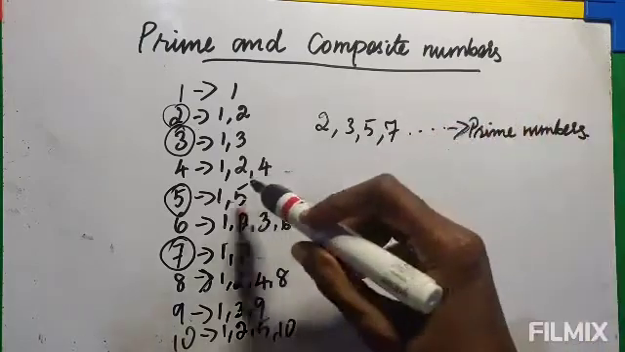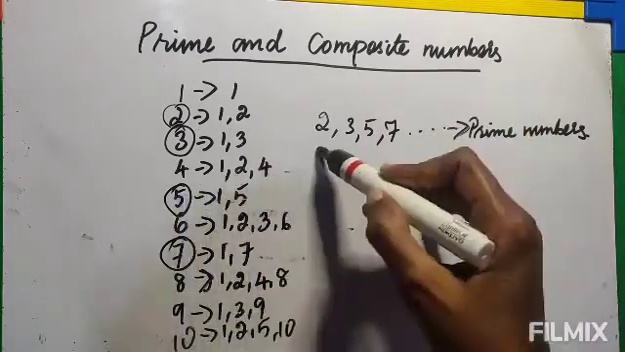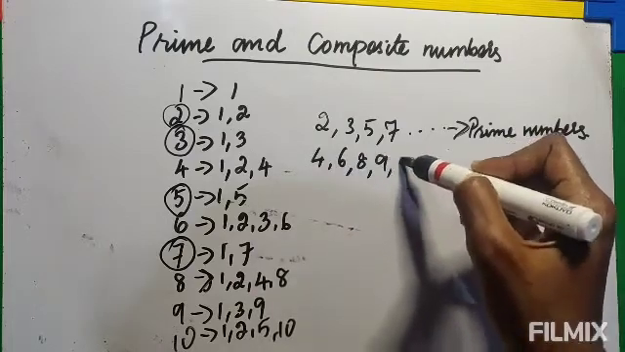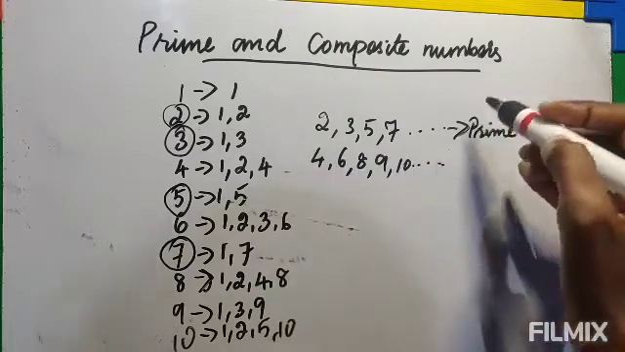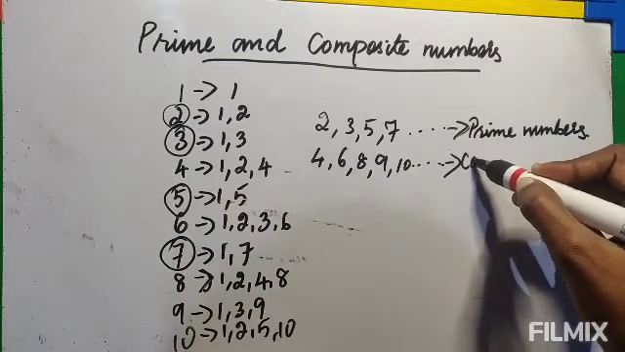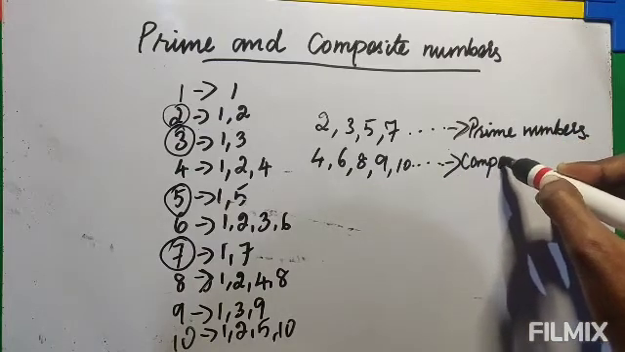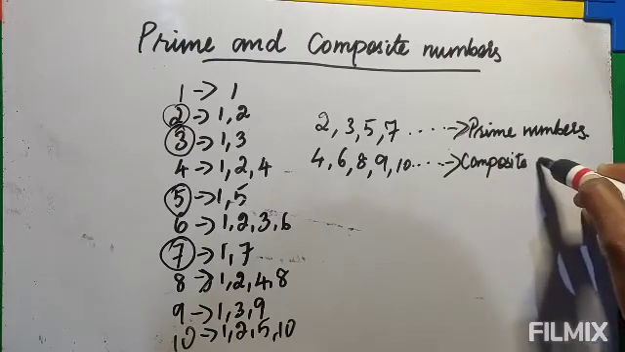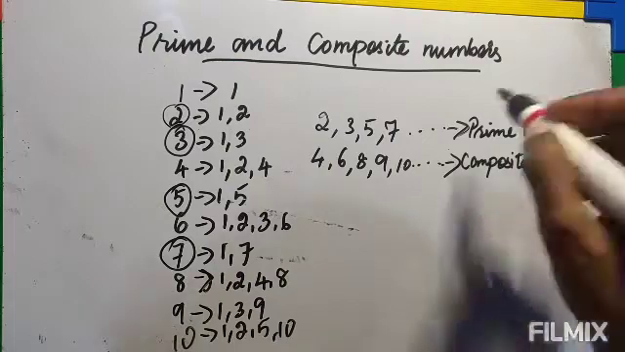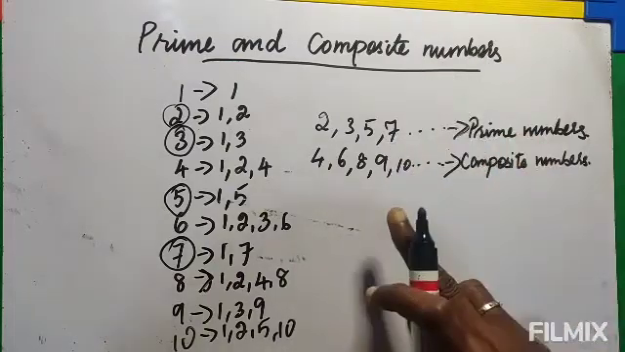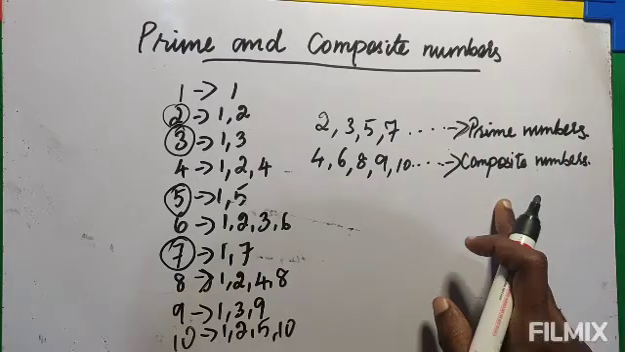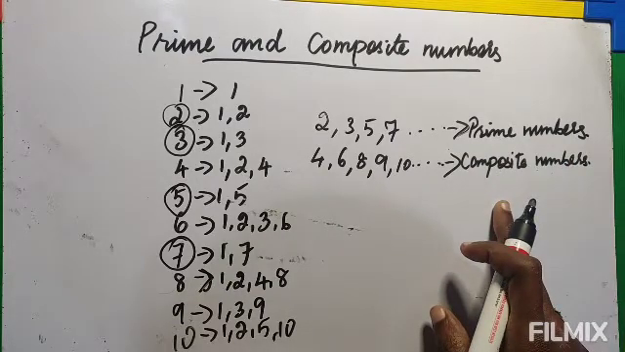Again, if you see 4, 6, 8, 9, 10, these numbers have more than two factors. So they are called composite numbers. So if any number has only two factors, it is called a prime number. If it has more than two factors, it is called a composite number.